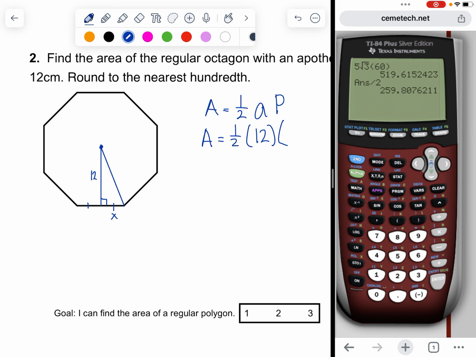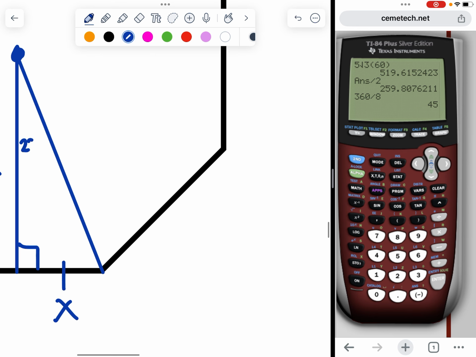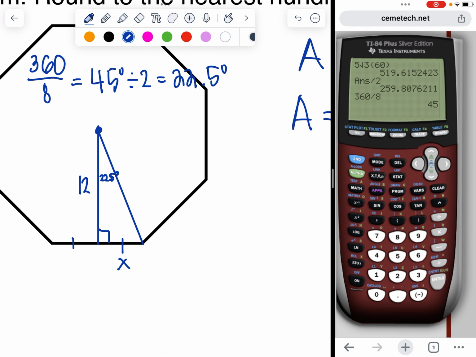We're going to find the missing angle. To find the missing angle, we're going to do 360 divided by the number of sides. This is an octagon, so 8. 360 divided by 8 is 45. Okay, and then divide that by 2, which is 22.5 degrees. So this angle is 22.5 degrees. If it was 45, I could use a 45, 45, 90, but it's not. Okay. So instead, I'm going to have to use SOHCAHTOA to solve for X.